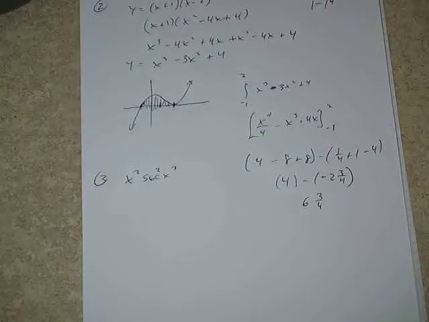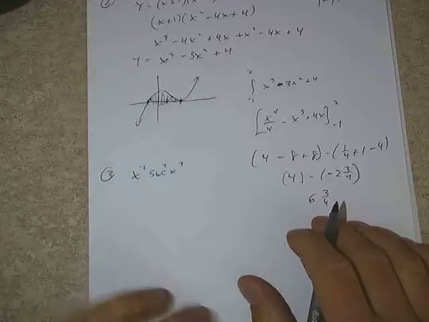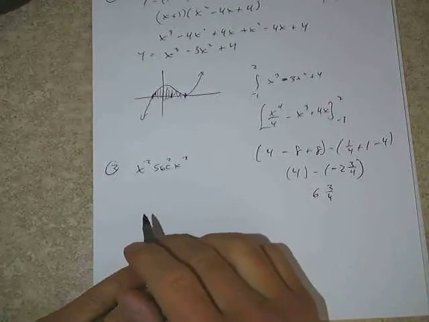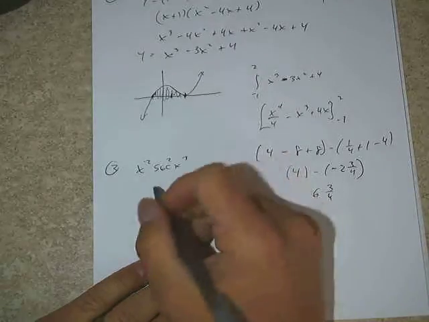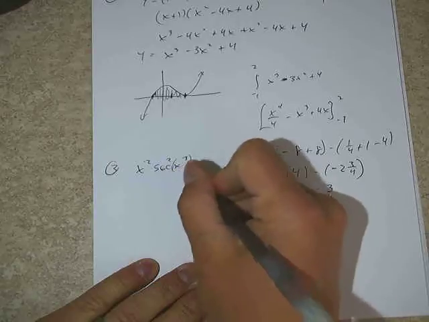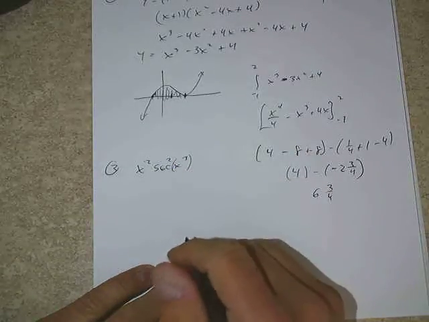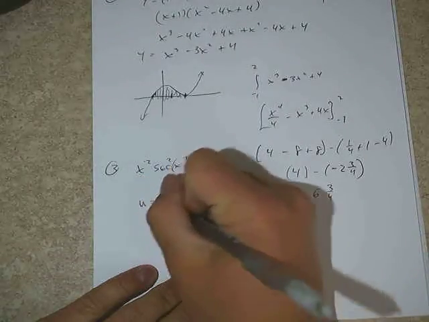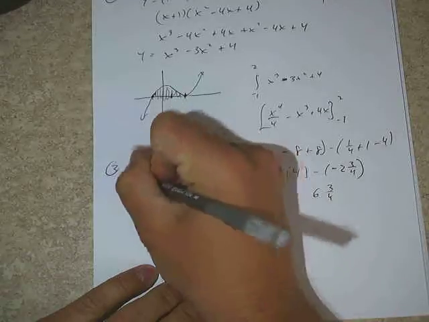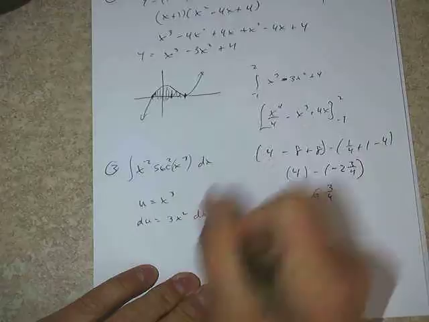Number 3, we have x squared secant squared of x cubed. And we ultimately want to know which of the following is an antiderivative for this function. Well, if we're going to have to anti-differentiate this, we know that that's certainly not a known derivative. And so we might suspect here that since our secant squared of that argument has a derivative that's related to x squared, that our u substitution here would be the x cubed. And why? Because the du would be 3x squared.